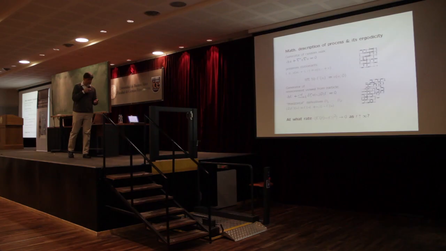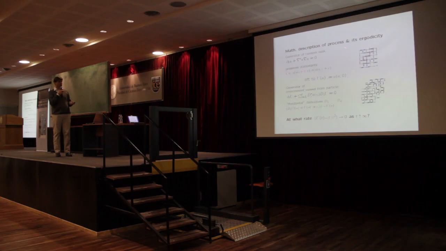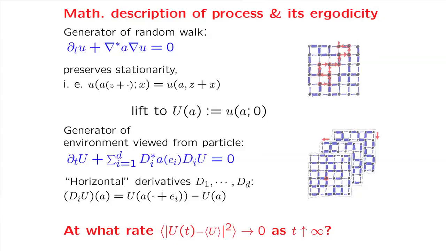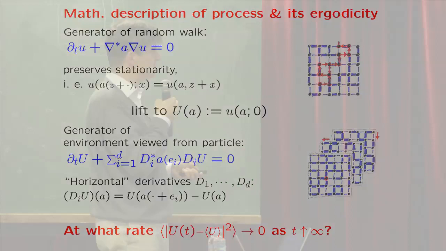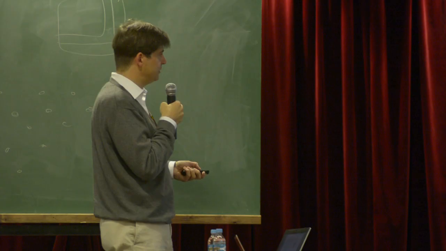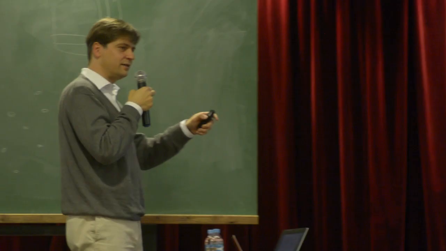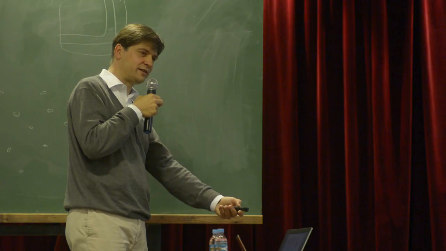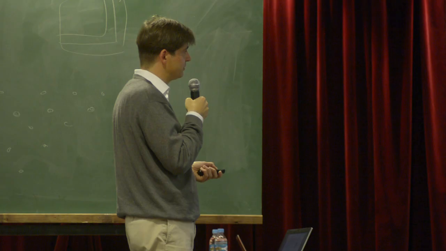So let's be a little bit more mathematically precise. Here is the generator or the forward equation that governs the random walk in a given environment A. It preserves stationarity of solutions, which means you can lift it onto the level of stationary fields. Probably I'm using the language of Ballintut now in the wrong way, whether I'm lifting in the right direction. I'm lifting from something which lives in physical space to something that just lives on configuration space, because I'm looking at stationary fields.